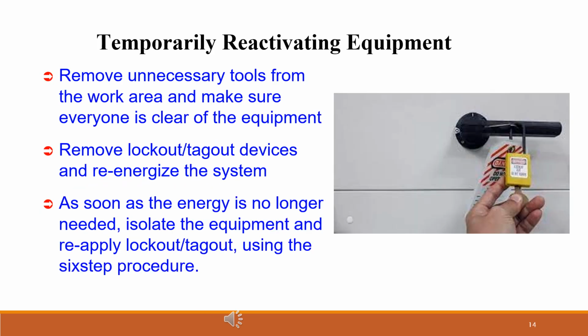In this part we will discuss the safe way of temporarily reactivating equipment under LOTO. Sometimes equipment under shutdown needs to be reactivated for emergency work, and to avoid any incident the following precautions are to be taken. Remove unnecessary tools from the work area and make sure everyone is clear of the equipment. Remove lockout, tagout devices and re-energize the system. As soon as the energy is no longer needed, isolate the equipment and reapply lockout, tagout, using the 6-step procedure. That's the end of this part. See you in next part.